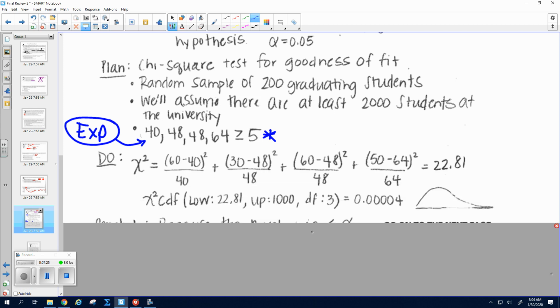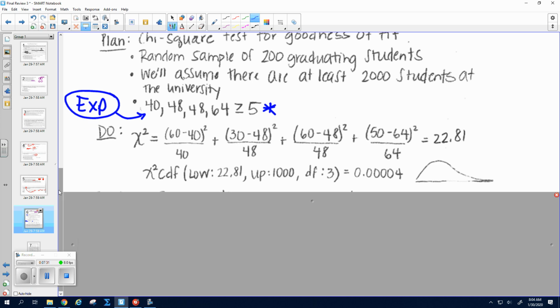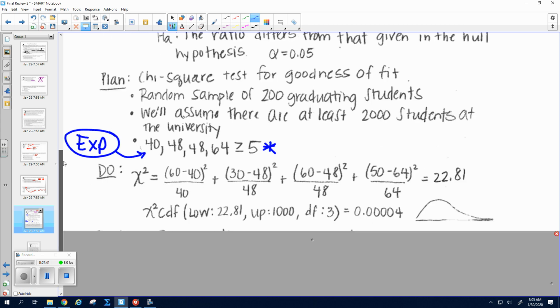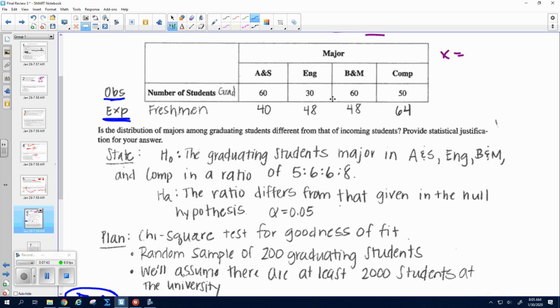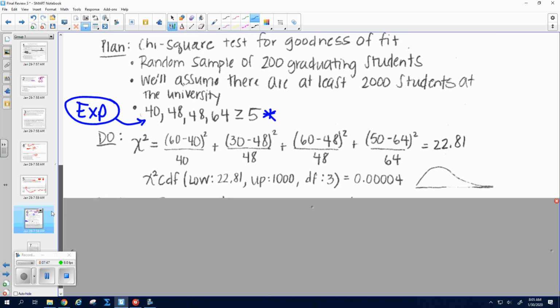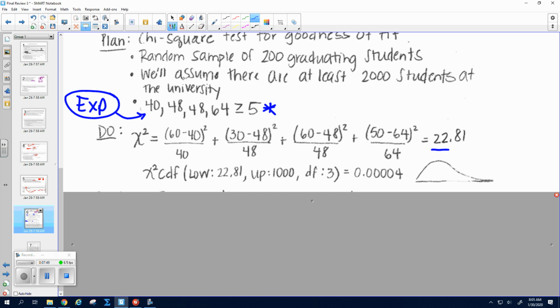For the do part, we want to find our test statistic, which is chi-squared. This formula is on the AP exam. All right, it's always the observed minus the expected squared divided by the expected, plus the next observed minus the expected squared divided by the expected. Okay, all the way down, and we get 22.81.